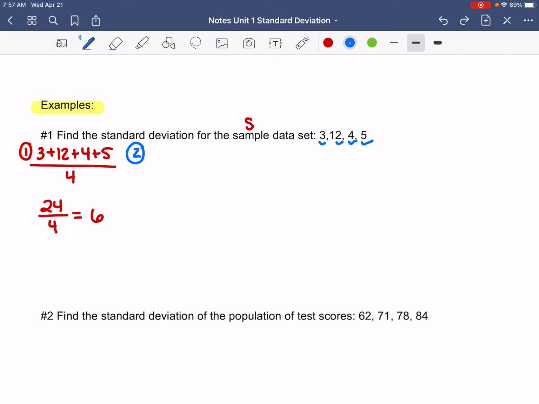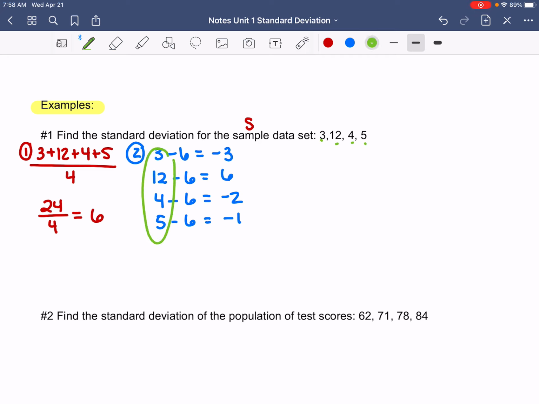Step 2, you're going to take each data piece, 3, 12, 4, and 5, and you're going to subtract 6. So you're going to do 3 minus 6, that's negative 3. You're going to take 12 minus 6, that's 6. You're going to take 4 minus 6, that's negative 2. And then 5 minus 6, that's negative 1. So we took all those numbers and we subtracted the mean, 6, from all of them.